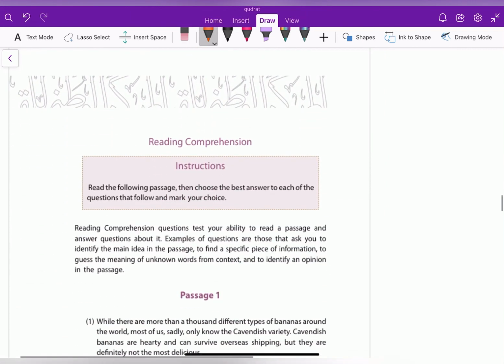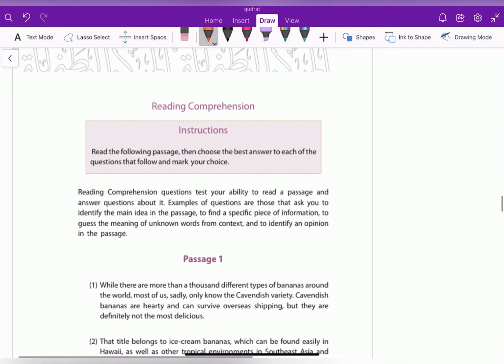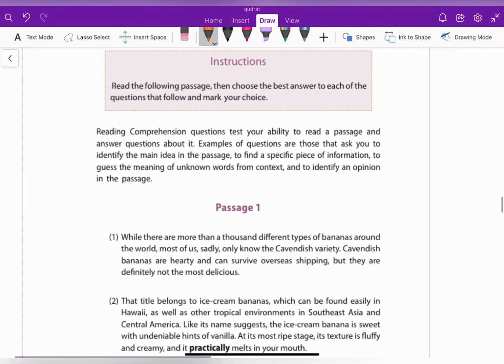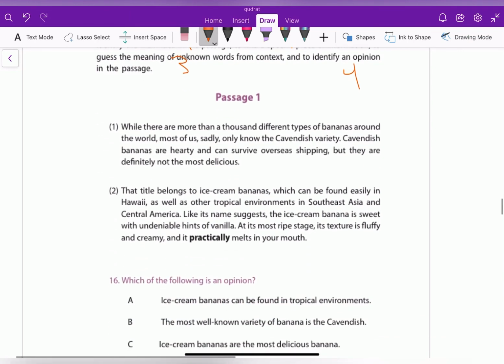Okay, so now we're going to move on to the next section, which is reading comprehension. Okay, so it says, reading comprehension questions test your ability to read a passage and answer questions about it. Examples of questions are those that ask you to identify the main idea of the passage, find specific piece of information, to guess the meaning of an unknown word from the context, and to identify an opinion in the passage. Okay, so there's 4 things that they could ask you from a reading comprehension.